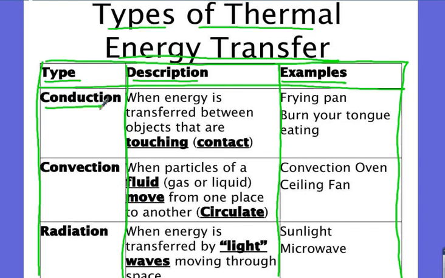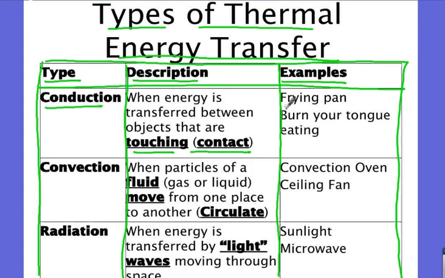Okay, the first one is conduction. Conduction is when you actually touch something. So this says when energy is transferred between objects that are touching. I'm just going to write touching or contact. So if you were to leave your hand on a desk, when you lift your hand back up, you will notice that the desk is warmer because energy has transferred between your hand and that desk through touching or contact.